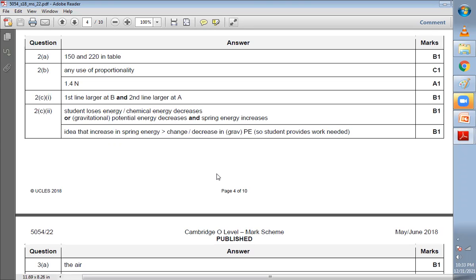The marking scheme is in front of you. So let's move to the next question. Hopefully you understand.